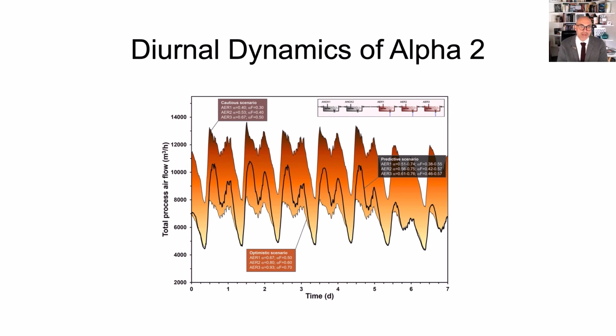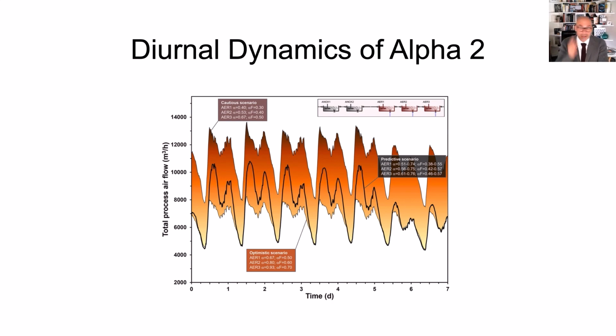If you use an alpha that is constant, you are at the two boundaries of this shaded area. The top boundary is a cautious scenario. You use a lower alpha. It's a constant for each one of the 3 aerated reactors. So it's better than a constant throughout the plant. But it's a very rigid type of concept because it's a constant value for something that we know is dynamic.